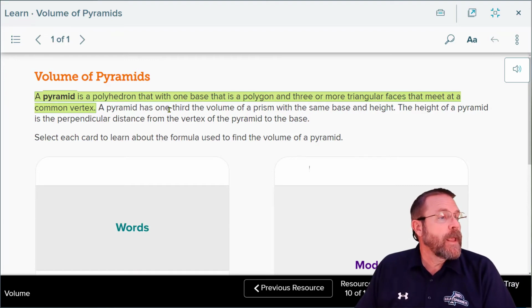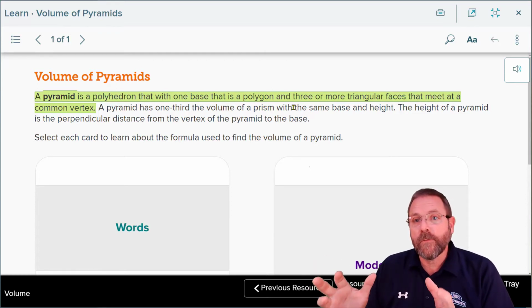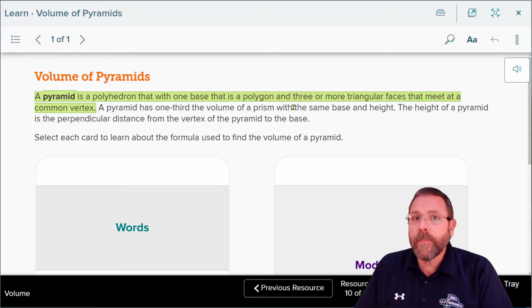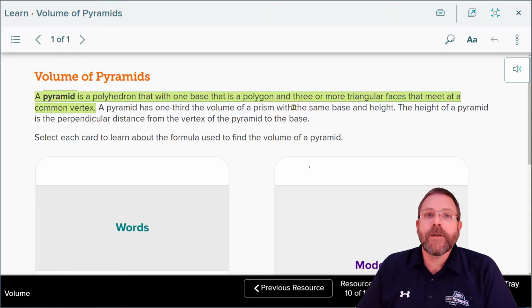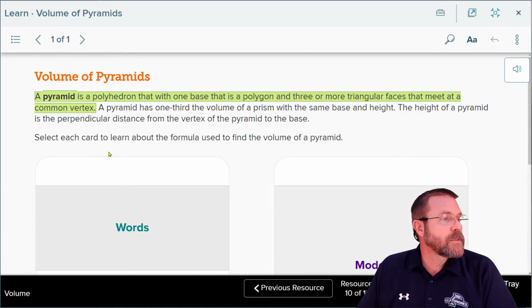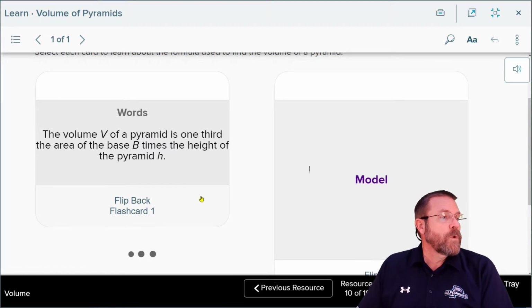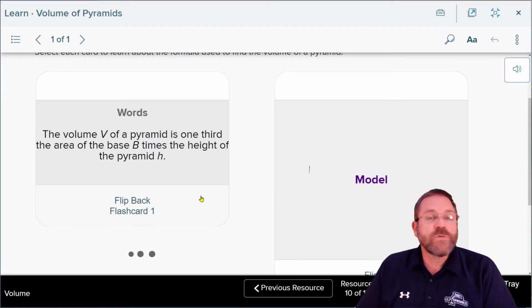A pyramid has 1/3 of the volume of the prism of the same height. So if you took the volume of a prism formula and multiplied it by 1/3, you're going to find the volume of the pyramid that way. The height of the pyramid is the perpendicular distance between the vertex of the pyramid and the base. So in words, the volume of a pyramid is 1/3 of the area of the base, capital B for base area, times the height.